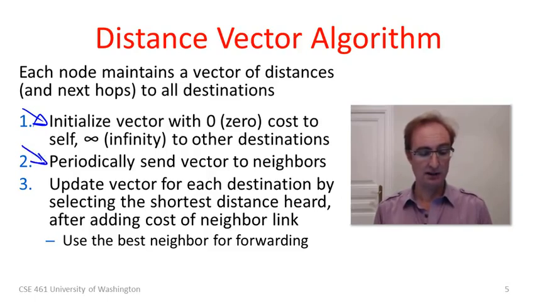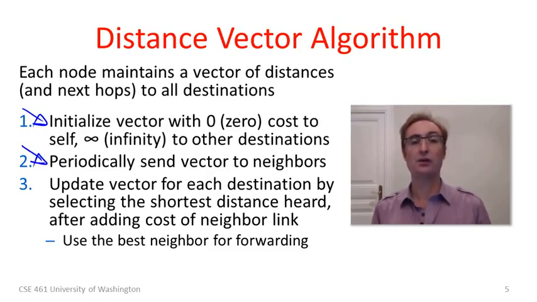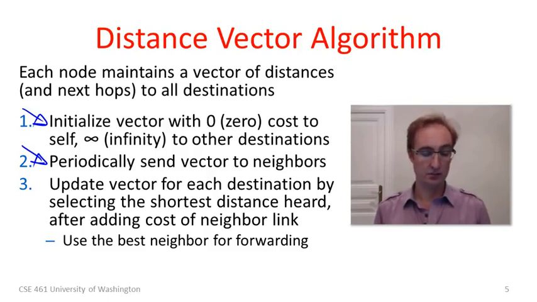Then you periodically send your vector to your neighbors. Now, of course, they're all running the same algorithm, so they're going to send their vector to you. You're exchanging vectors, really. Once you get vectors from all of your neighbors, what you do is you update your vector. You look at all of these vectors, and for every destination, you essentially take the best option. You'll hear of different costs to reach destinations via different neighbors.